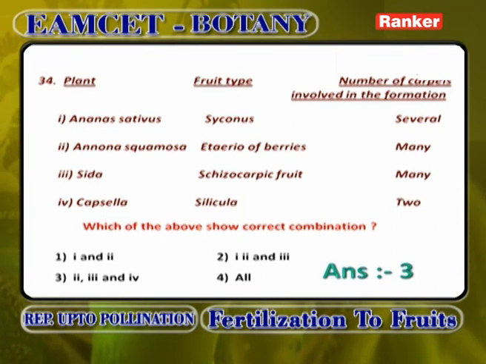So, the correct ones are Annona squamosa, etaerio of berries, many. Sida cordifolia, schizocarpic fruit, many. Capsella bursa pastoris, silicula, 2. Wrong is Ananas sativus, Syconus, several. Syconus is not the fruit in Ananas sativus. In Ananas sativus, the fruit is Sorosis, a compound fruit. Answer is 3.